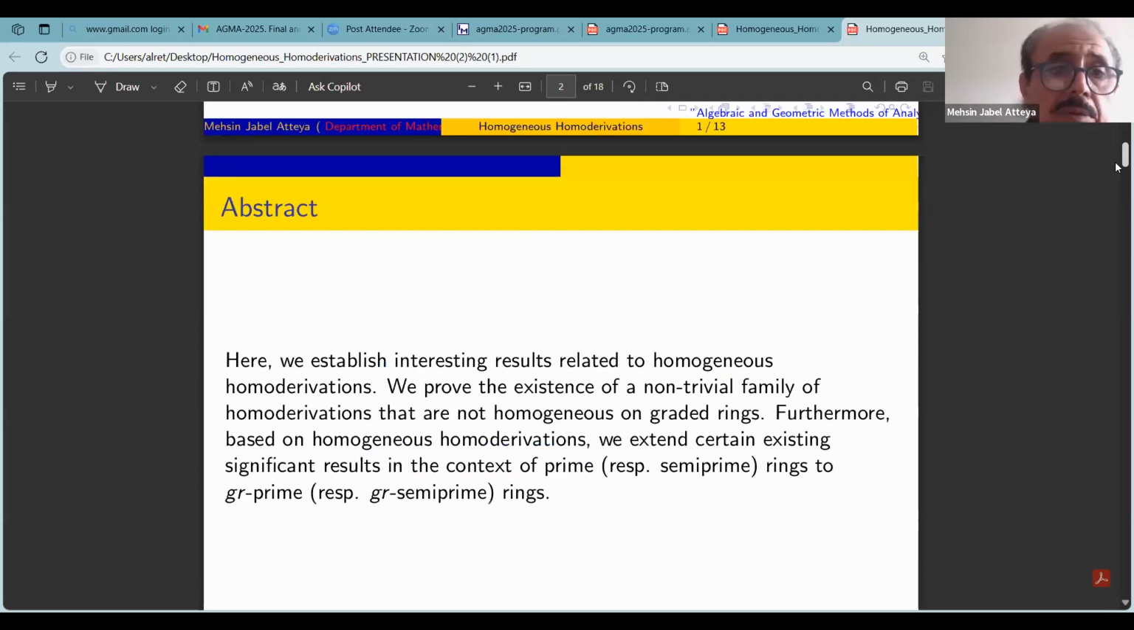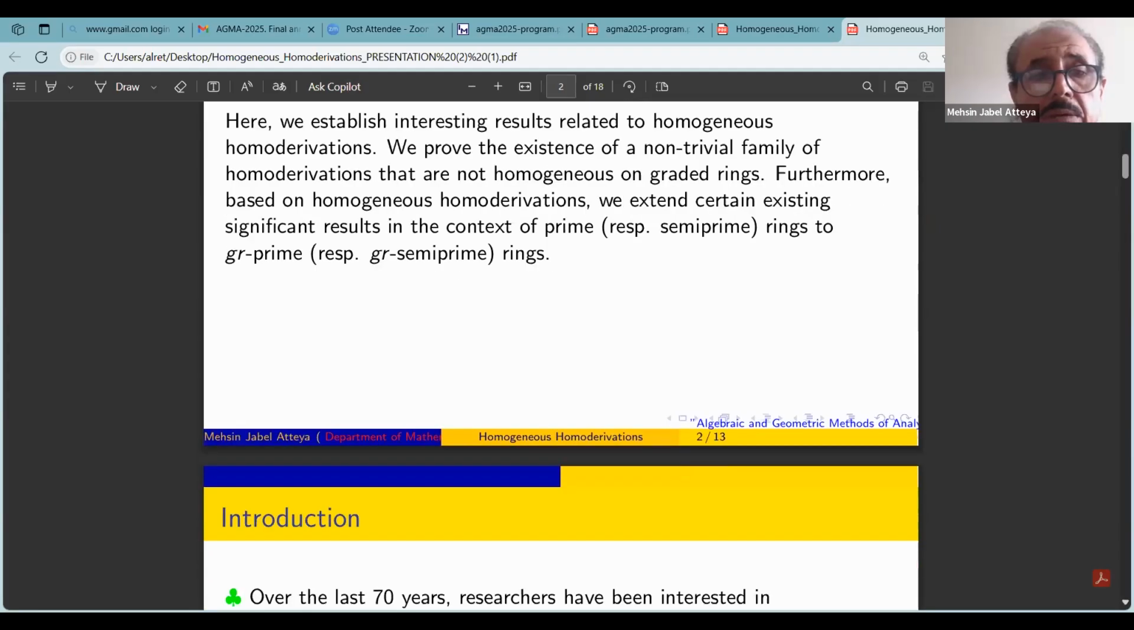In this project, we establish interesting results related to homogeneous homoderivations. We prove there exists a non-trivial family of homoderivations that are not homogeneous on graded rings. Furthermore, based on the homogeneous homoderivations, we extend certain existing significant results in the context of prime and semi-prime rings to GR-prime and GR-semi-prime rings.